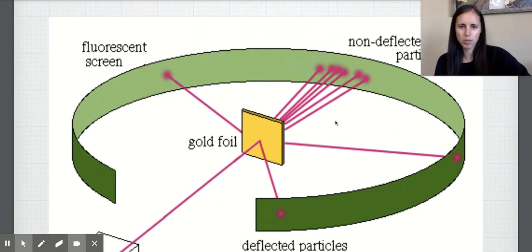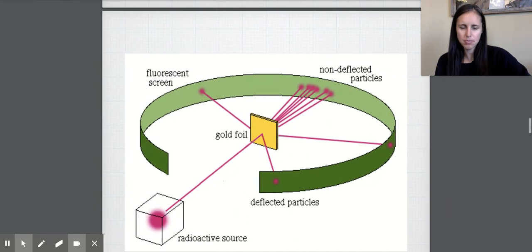So I'm just going to zoom out so you can see this whole picture. Sometimes the particles didn't shoot right through. So he's got this alpha particle, he's shooting it at this gold foil.